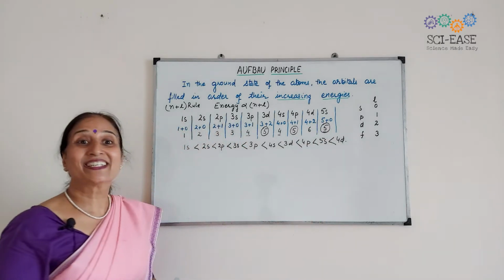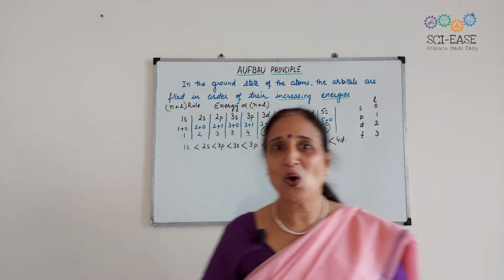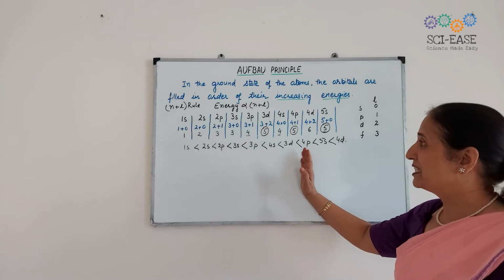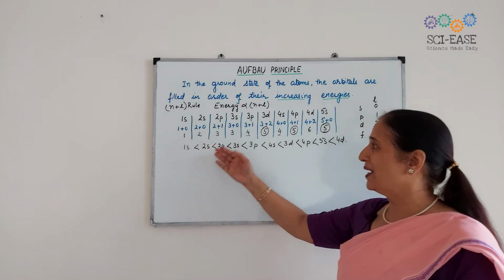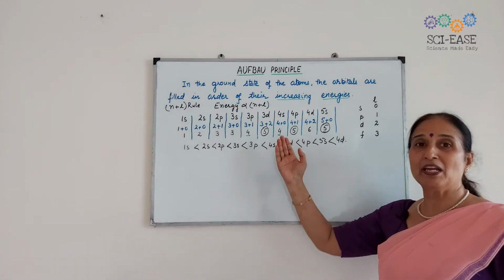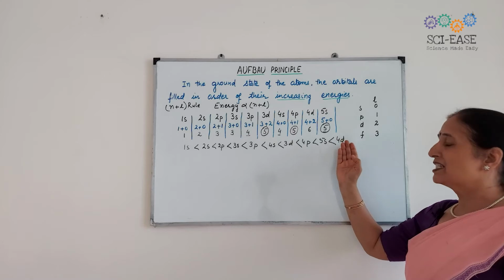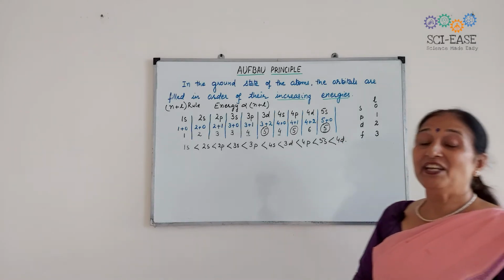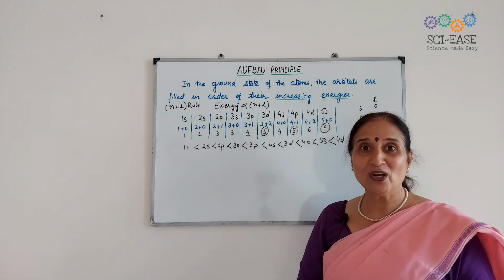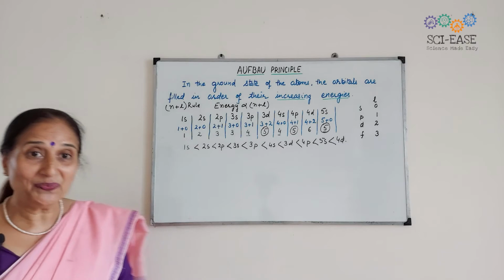So this is the sequence. This is the sequence of the orbitals which will be filled first: 1s, then 2s, then 2p, 3s, 3p, 4s, 3d, 4p, 5s, 4d. Okay? Now, in your book, there is another method also given. So, I will take up that also.